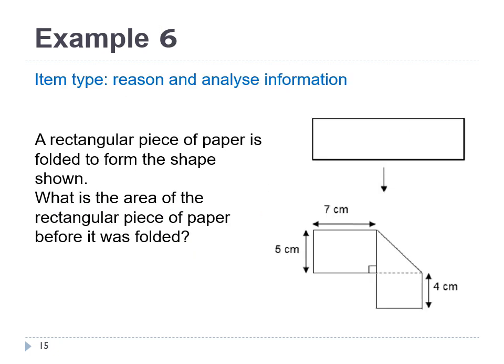This is another example on reasoning and analyzing information. A rectangular piece of paper is folded to form the shape shown. What is the area of the rectangular piece of paper before it was folded? Now, to solve this, students need to visualize and analyze the information given.